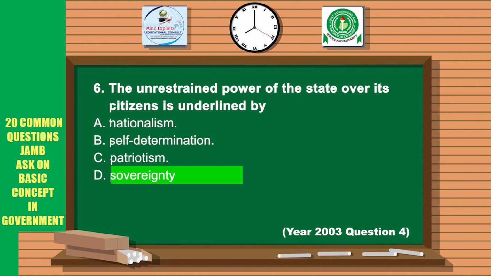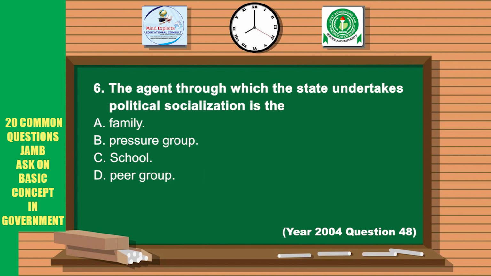Government has that power. Let's go to question number 6. It says the agent through which the state undertakes political socialization is the A, family, B, pressure group, C, school, D, peer group. This question was asked in 2004 as question 40A. Political socialization, that is the way in which governments socialize, imbibe the political culture of the states in the people. There's a culture. We know in Nigeria, for instance, that we run an election every 4 years. We know that we have a governor who is the head of the state. We have the local government chairman who is the head of the local government. We have a president. These are part of our culture politically. The process through which we imbibe that culture into people is political socialization.